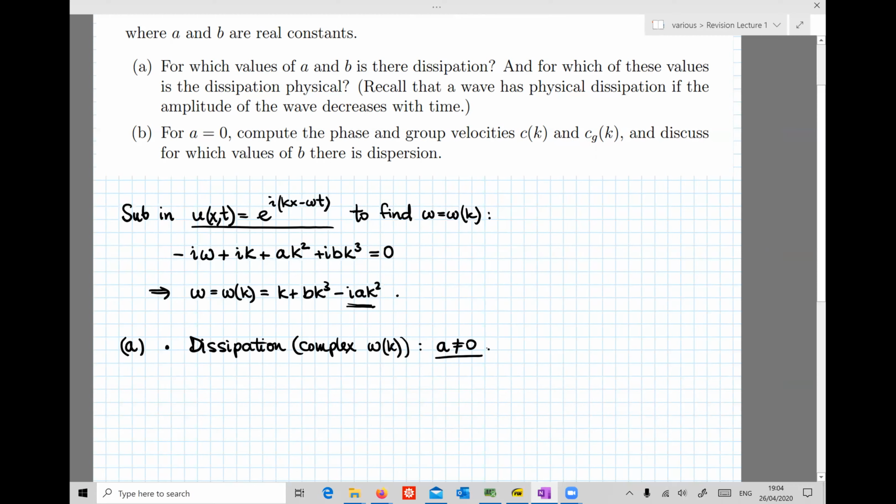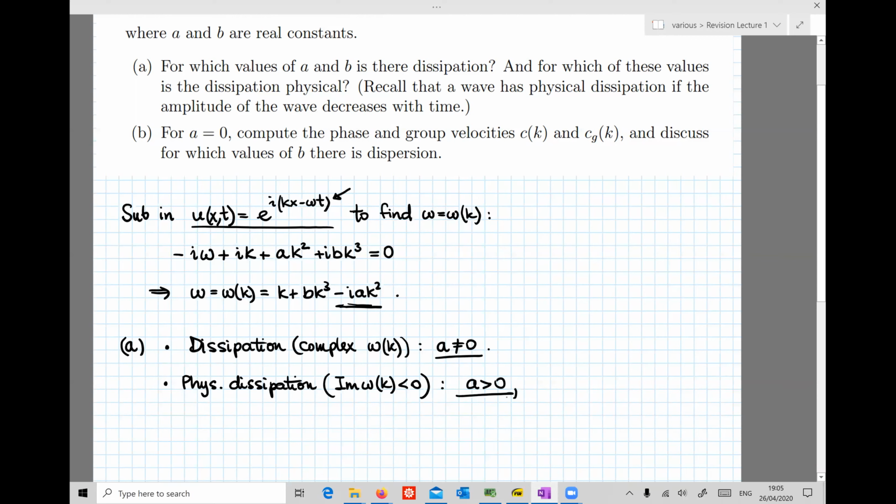On the other hand, dissipation is physical if the amplitude of the wave decreases with time. Since in the exponent we get minus i omega times t, we see that for physical dissipation, we need a negative imaginary part of omega. So for physical dissipation, we need the imaginary part of omega of k less than 0. That's the case when a is positive, since the imaginary part of omega is minus a k squared, and k squared is positive.